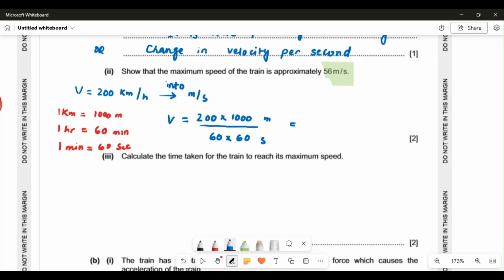So this will become 200,000 meters over 3,600 seconds. That will go to 55.55 meter per second. I can round it to 56 meter per second.